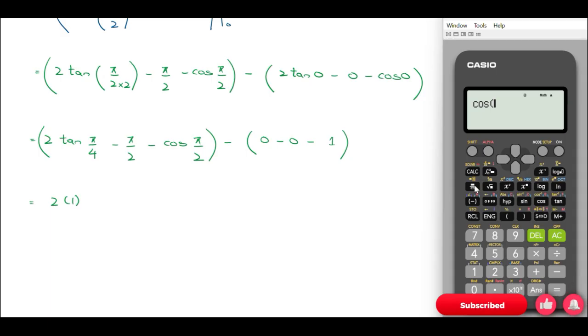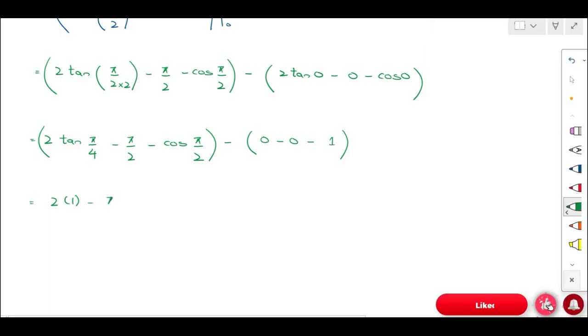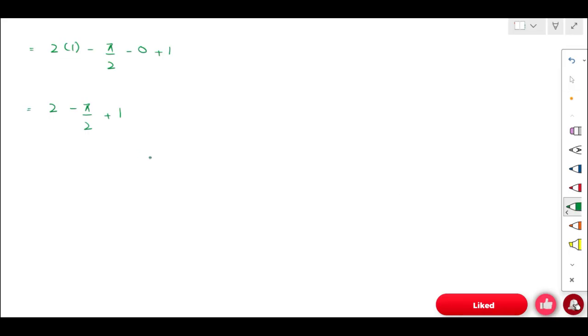And what is cos of pi by 2? Cos pi by 2 is 0, minus pi by 2 minus 0, and this negative and negative becomes positive 1, right? So this becomes 2 minus pi by 2 and plus 1. 2 plus 1 is 3, 3 minus pi by 2. Okay, so this implies the exact value is 3 minus pi by 2 for this integral. This is the exact value of the integral. 2 plus 1, 3, and minus pi by 2.